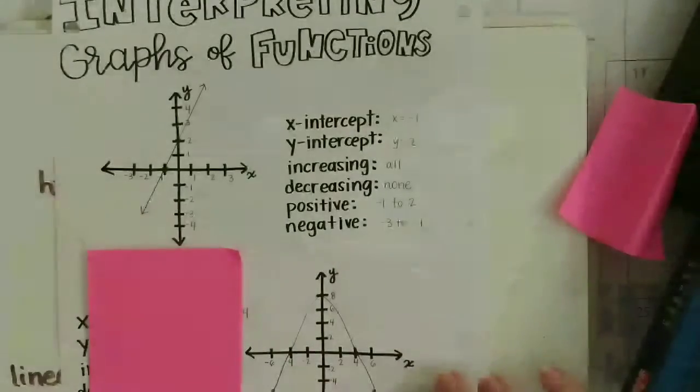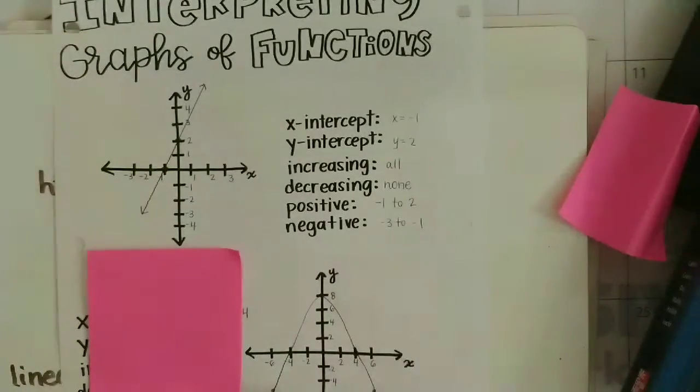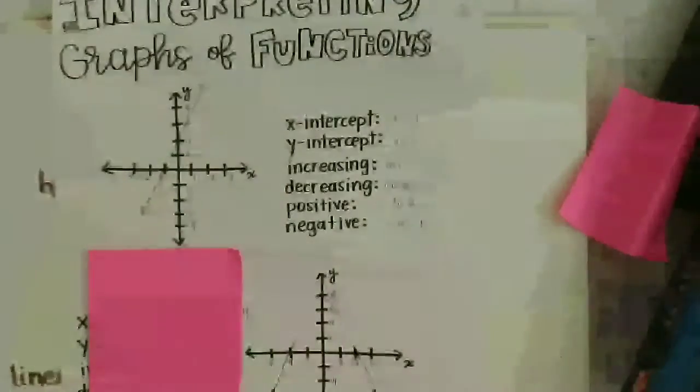Go ahead and draw this graph. We're counting by 2's on the x-axis from -6 to 6 and on the y-axis from -8 to 8, and draw your function.